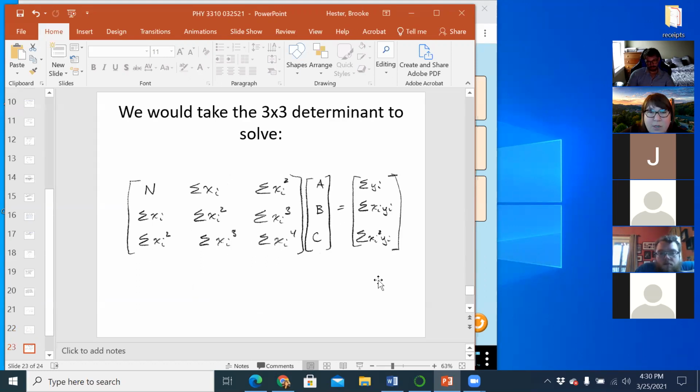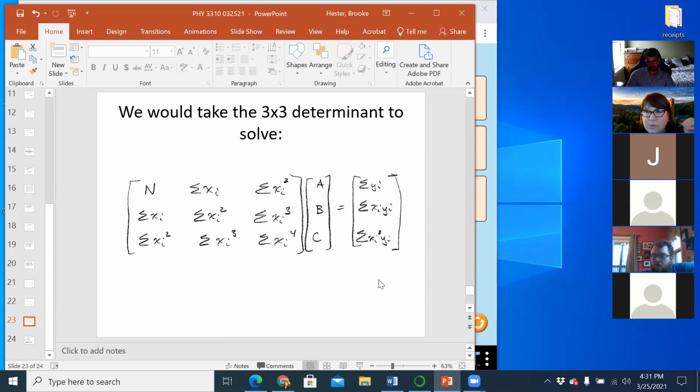We use a 3 by 3 instead of a 2 by 2 in this case. And we take the determinant to solve and find what a, b, and c are, which I'm not going to show here. But that's the basic idea behind the algorithm that's happening when you use a computer program to do this.